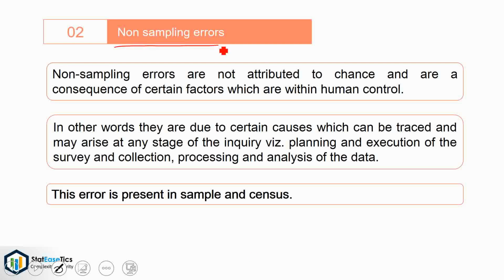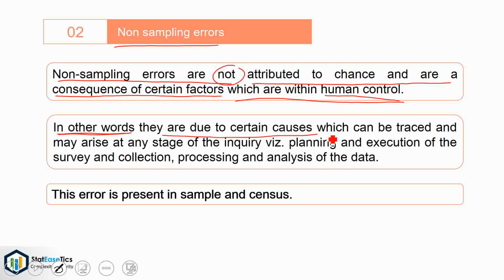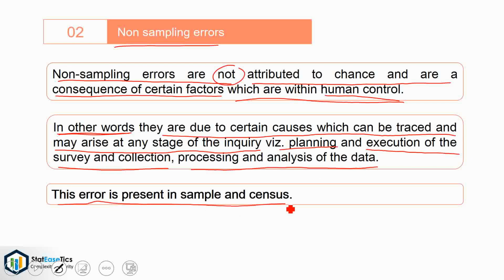Non-sampling errors. Non-sampling errors are not attributed to chance and are a consequence of certain factors which are within human control. In other words, they are due to certain causes which can be traced and may arise at any stage of the inquiry, namely planning and execution of the survey and collection, processing and analysis of the data. This error is present in both sample and census surveys.